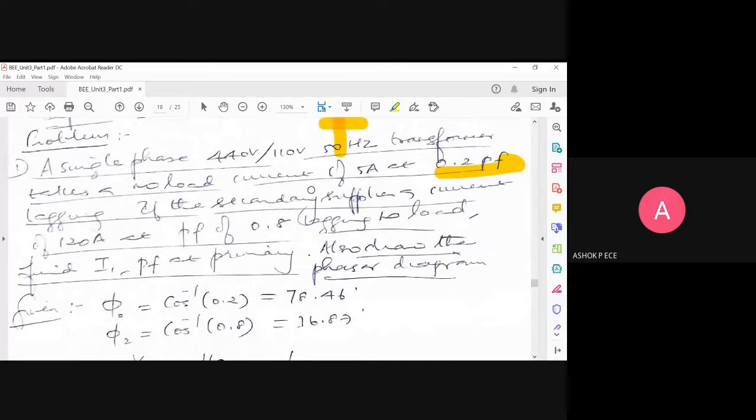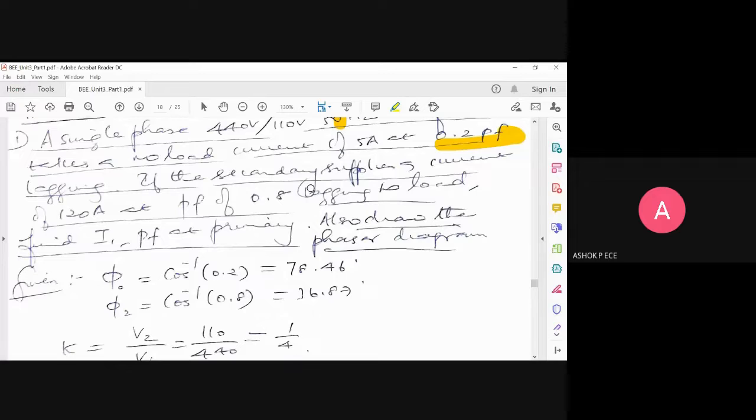See here, 0.2 power factor is for the no load current. So cos phi naught is 0.2, so phi naught is going to be cos inverse 0.2. It's going to be 78.46 degrees. Okay. And secondary side power factor is 0.8. So cos phi 2 is 0.8. Phi 2 is going to be cos inverse of 0.8. It's going to be 36.87 degrees.